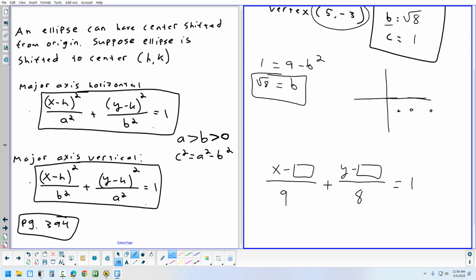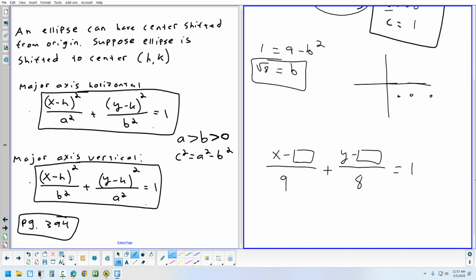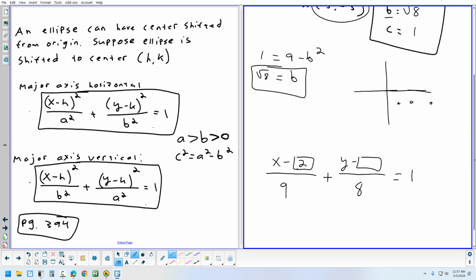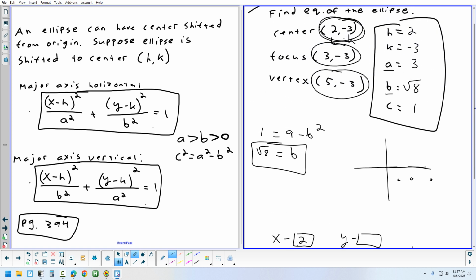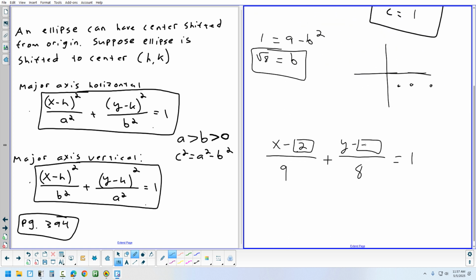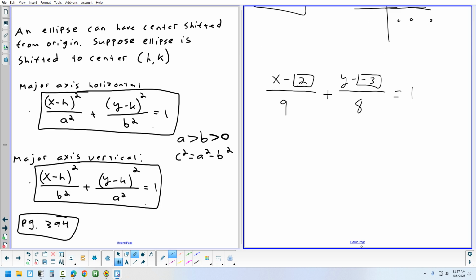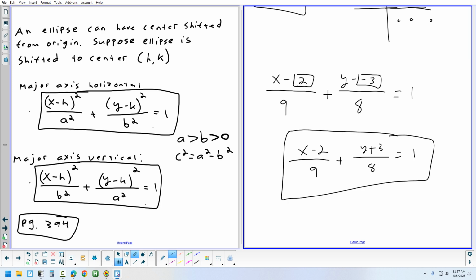Now, what letter do you always put with X? It's either the H or the K, and it never changes. It's always the H. So it's X minus H. And what letter always goes with the Y? K. K is -3. And we can just clean that up a little bit. My numerator over here, plus 3. And that's the equation of the ellipse that fits all the conditions.